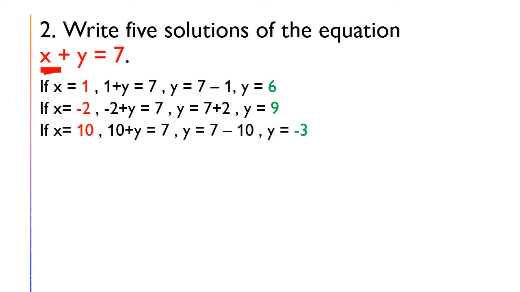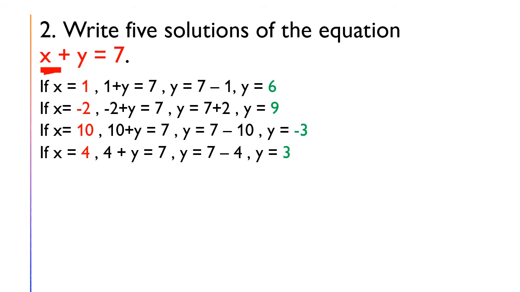X is equal to 10. So I considered x as 10 and I substitute 10 in place of x here. So I get y is equal to 7 minus 10, which gives me minus 3. Okay, then I take any other value as 4. So same procedure I follow.